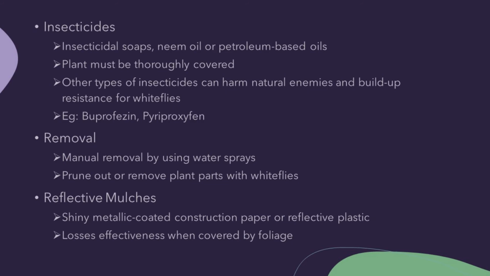After that, we can also just remove the whiteflies themselves by using water spray or even pruning out and removing the plant parts that are infested with the whiteflies. Reflective mulches can also be used. They are like shiny metallic coated construction paper or just reflective plastic. However, they will lose their effectiveness if they are covered by the foliage.